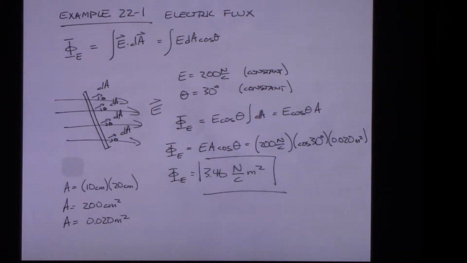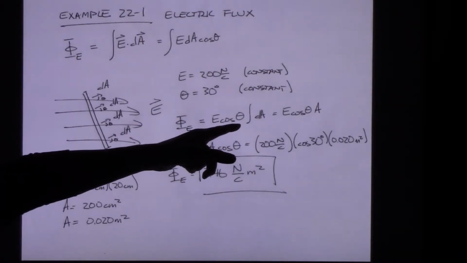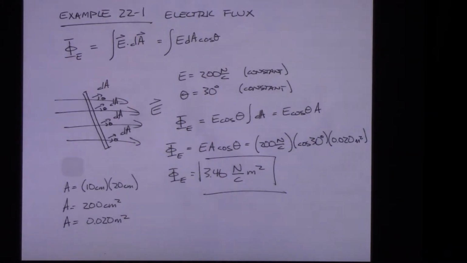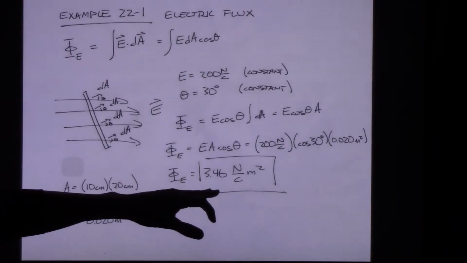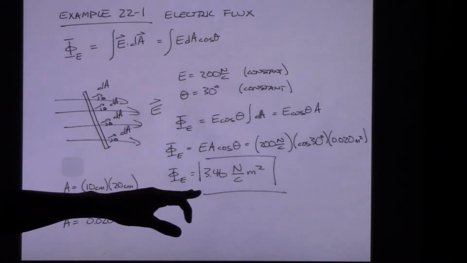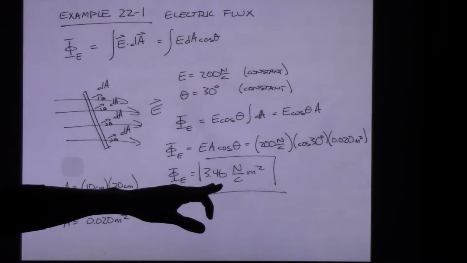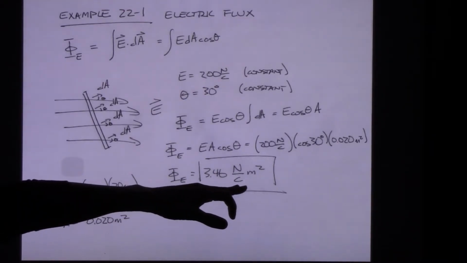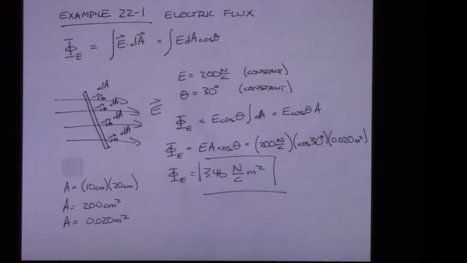0.020. The only thing that gets integrated here are all the dA's, and if I add up all the little areas, they add up to the total area. So this is what we're calculating. Since the flux is an electric field multiplied by the area, it's going to have units of newtons per coulomb times meters squared. That's a pretty basic calculation of electric field flux.